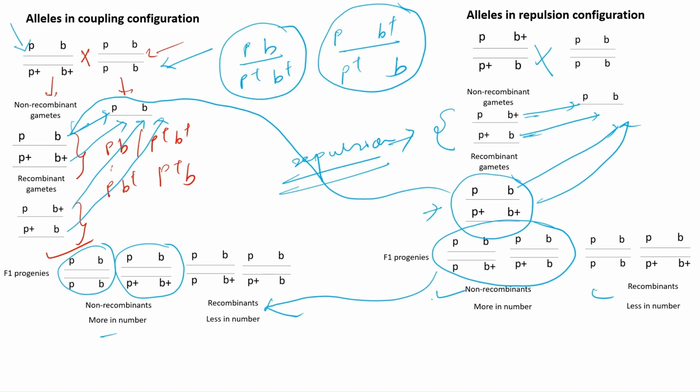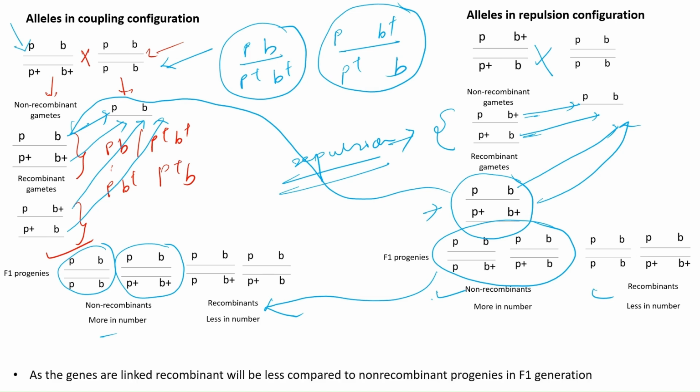So always remember, the arrangement of alleles will determine the outcome, whether in coupling configuration or in repulsion configuration. Both are completely opposite of each other. What we expect in coupling configuration, we will get a different result in repulsion, and what we see in repulsion, exactly the opposite we will get in coupling. So whether the alleles are arranged in coupling or repulsion configuration will determine the outcome. As the genes are linked, recombinants will be fewer compared to non-recombinant progeny in the F1 generation. This we already studied in the last videos.